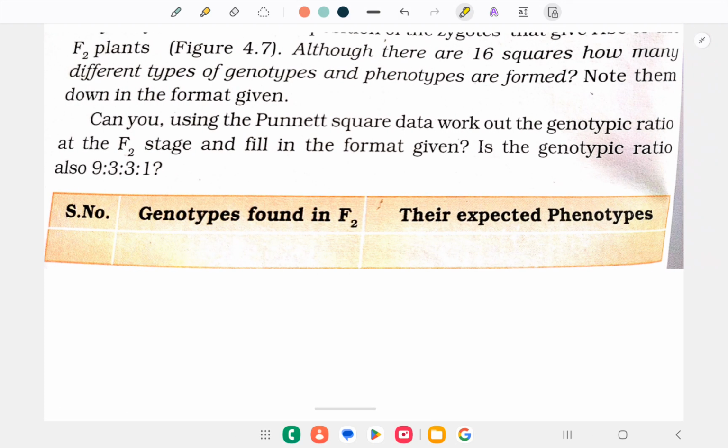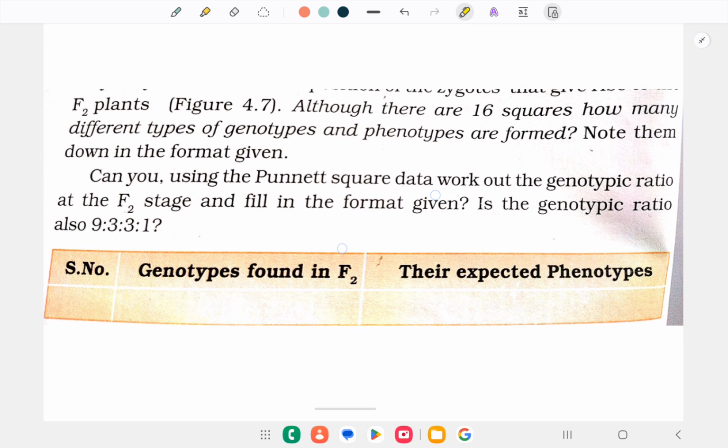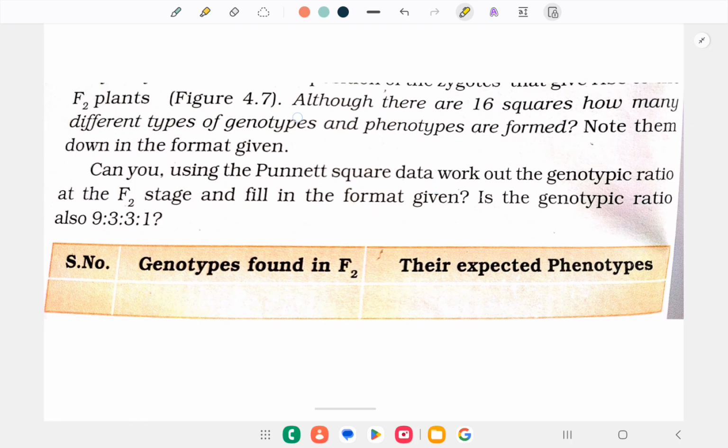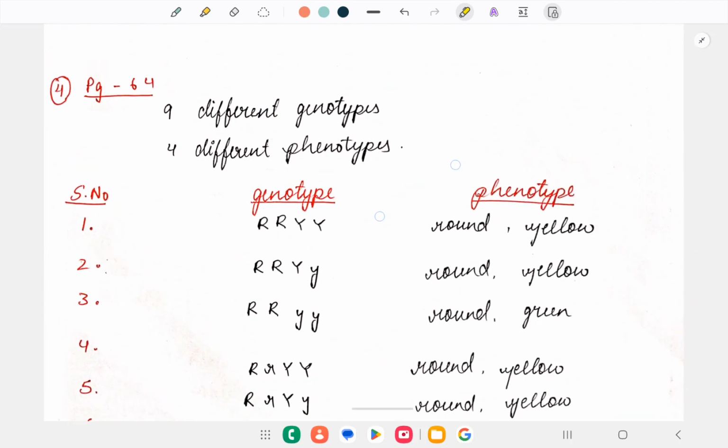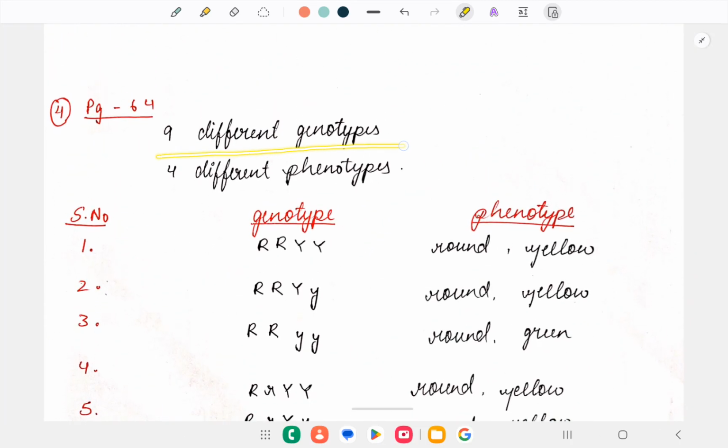Moving to the next question on page number 64, that is, although there are 16 squares, how many different genotypes and phenotypes are formed, and note them in the given format? And can you, using the Punnett square data, work out the genetic ratio at the F2 stage and fill in the data in the format given below? So there are 9 different genotypes and 4 different phenotypes observed.